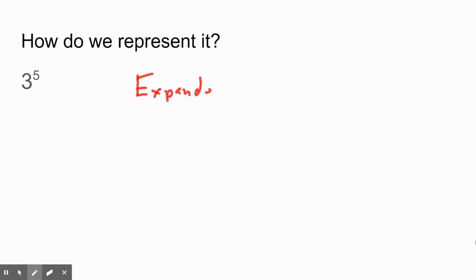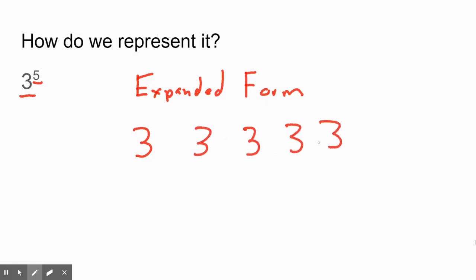Expanded form is going to look more like what we had on the previous slide. We look at our base, which is 3. We look at our exponent and say, okay, we're multiplying 3 by itself 5 times. That means we need 1, 2, 3, 4, 5 3's, all being multiplied together. This is another way that we can represent a power. We can easily switch between the two depending on which one we need to use.